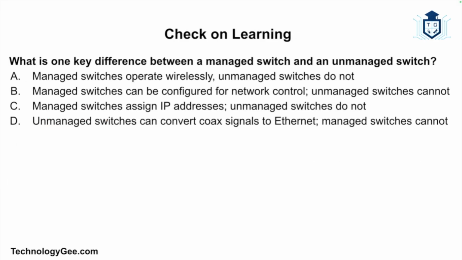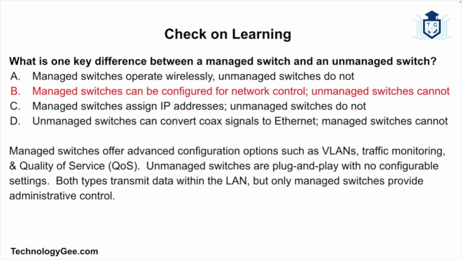What is one key difference between a managed switch and an unmanaged switch? Is it that managed switches operate wirelessly while unmanaged switches do not? Is it managed switches can be configured for network control while unmanaged switches cannot? Is it managed switches assign IP addresses while unmanaged switches do not? Or is it unmanaged switches can convert coaxial signals to Ethernet while managed switches cannot? And the correct answer is managed switches can be configured for network control while unmanaged switches cannot.